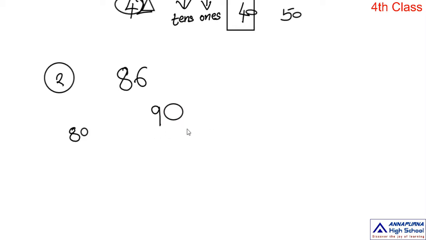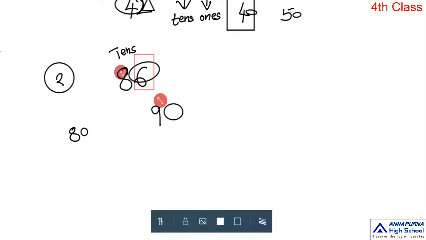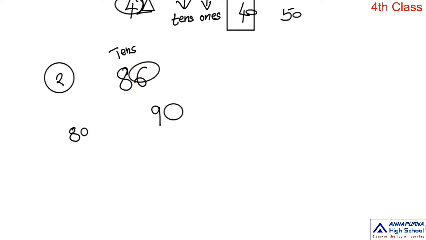So 86 is near to which one? 8 is in the tens place. What is the next number to the right? 6, which is in the ones place. And 6 belongs to which family children? Either the big family or the small family. Big family. So you have to choose the big number. So it is very easy for you now children. Shall we go with another example?